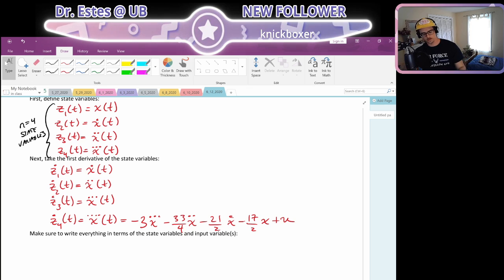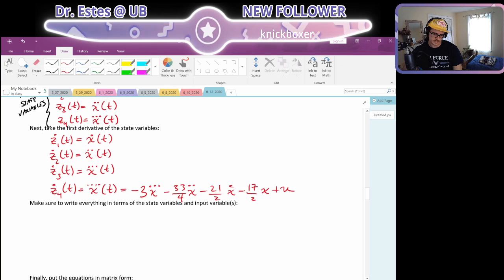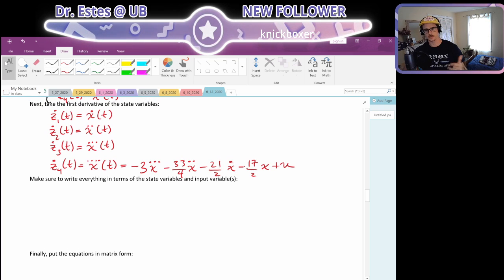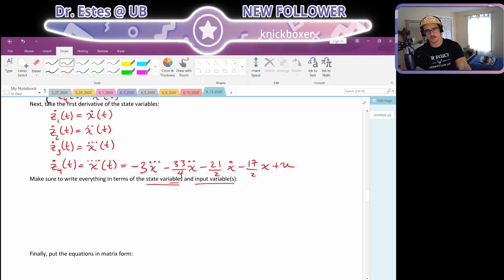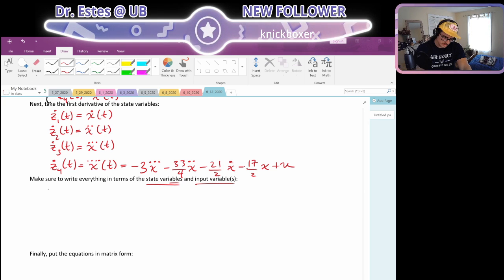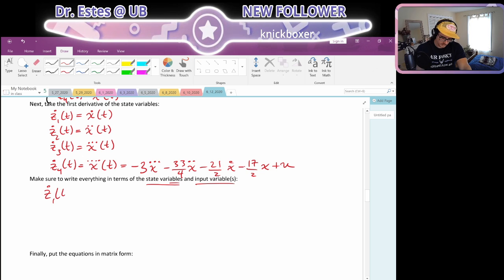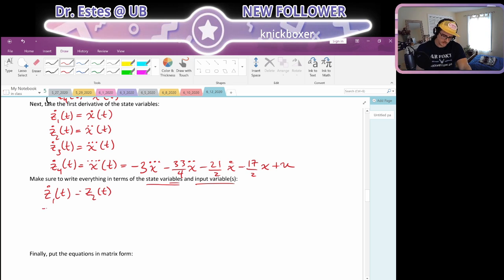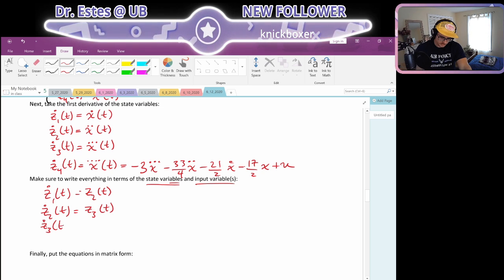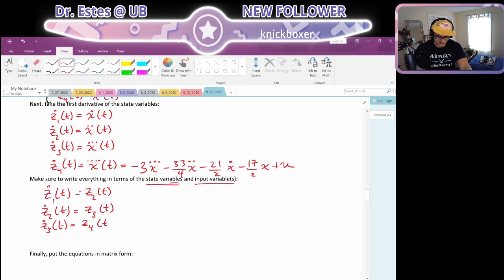Okay, now just like before, we're gonna take these 4 equations, but just rewrite them so that they're purely in terms of our states. And you can also use your inputs, which is just u. So z1 dot is x dot, but that's the same as z2 if you look up at our state definitions above. And z2 dot is x double dot, but that's what we called z3. Z3 dot is what we called z4.